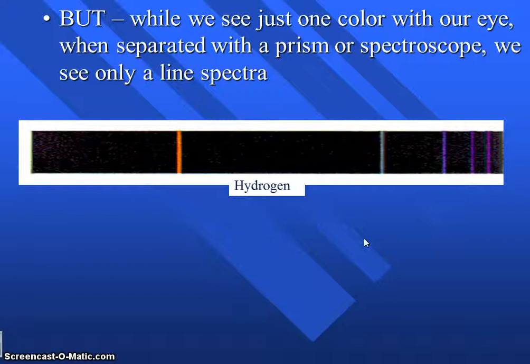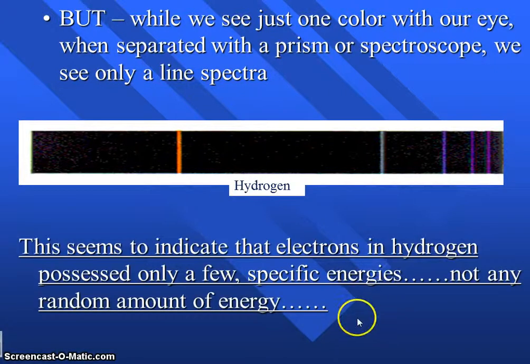But what we actually find is, if we put some hydrogen gas in a tube and look at it with just our eyes, we see everything mixed together. It's a cool pinkish lavender color. But when we look at it through the spectroscope, instead of seeing a full rainbow, we see what's called a line spectra. There are only specific wavelengths of energy that are given off by the hydrogen.